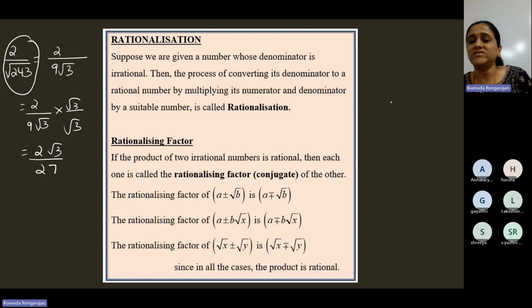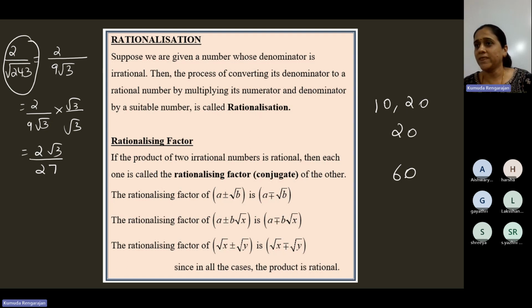See, it's like, what is the LCM of 10 and 20? 20. But even if you take the common denominator as 60, you will get the answer. The least common multiple of 10 and 20 is 20. Supposing you take the common denominator 60 or 100 or 200, you will get the correct answer.